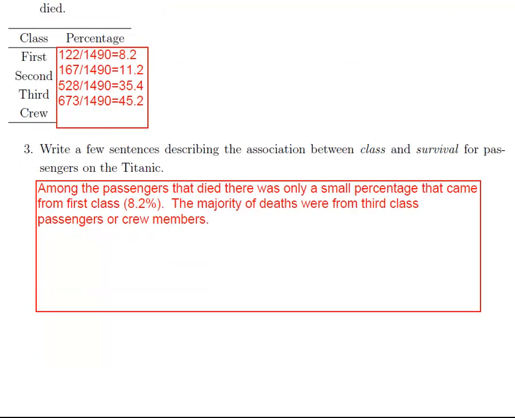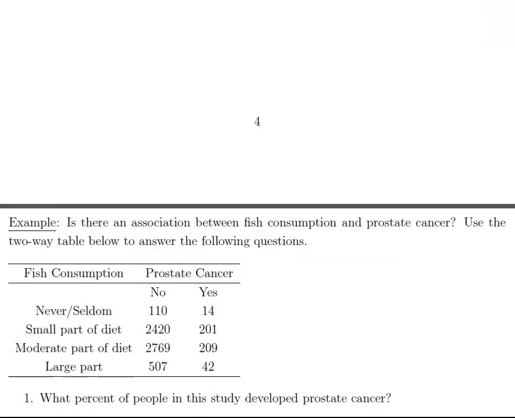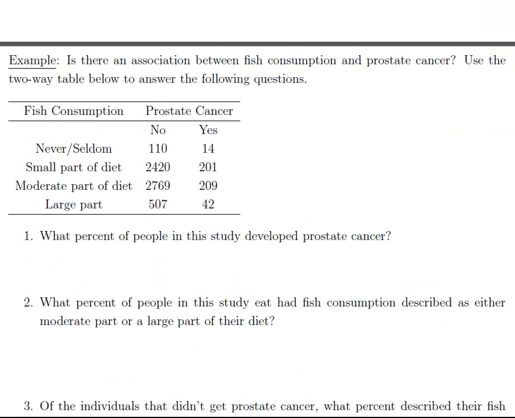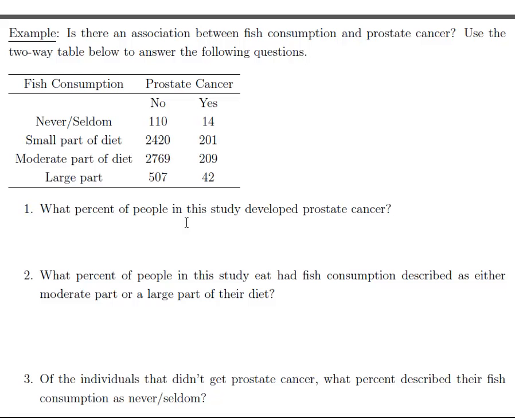All right, so we're going to finish this off with an example. So here's an example where we have two categorical variables. We have fish consumption and how much individuals eat fish, and then we have whether or not they developed prostate cancer. So yes or no for that, and then never, seldom, small part, moderate, or large for the fish consumption. Again, because we don't have the row or column totals, that's the first thing I'm going to want to do. So I'll go ahead and calculate those.